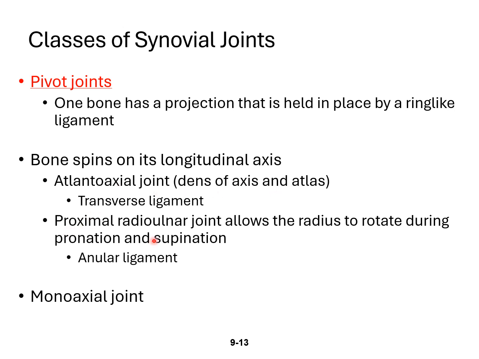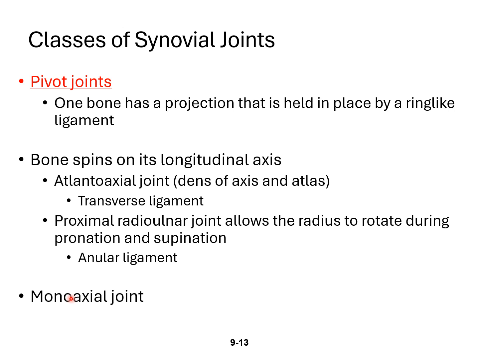You also have the proximal radioulnar joint, and this allows the radius to rotate during pronation and supination, but because it's only turning your hand or your palm down or turning your palm up, it's also moving in one plane, so a pivot joint is also a monoaxial joint.